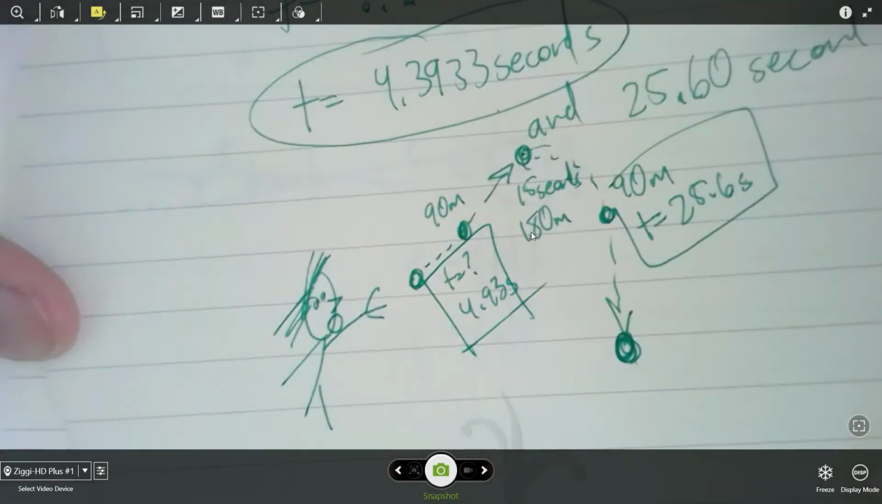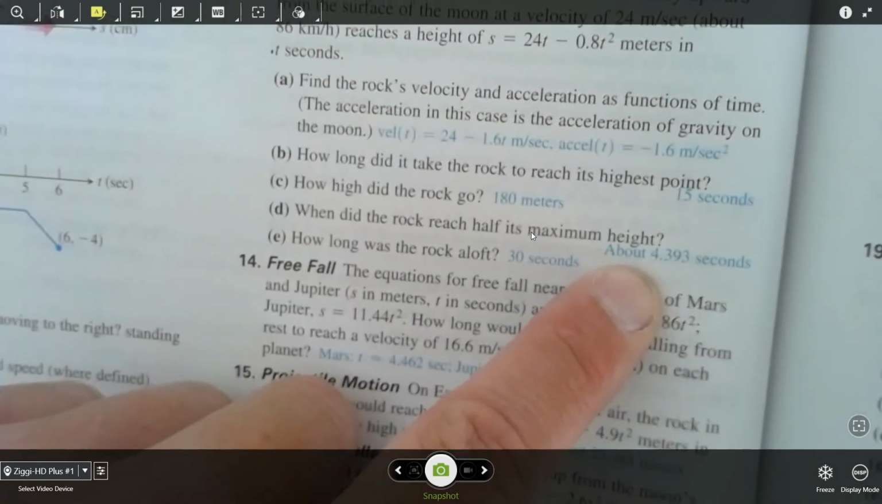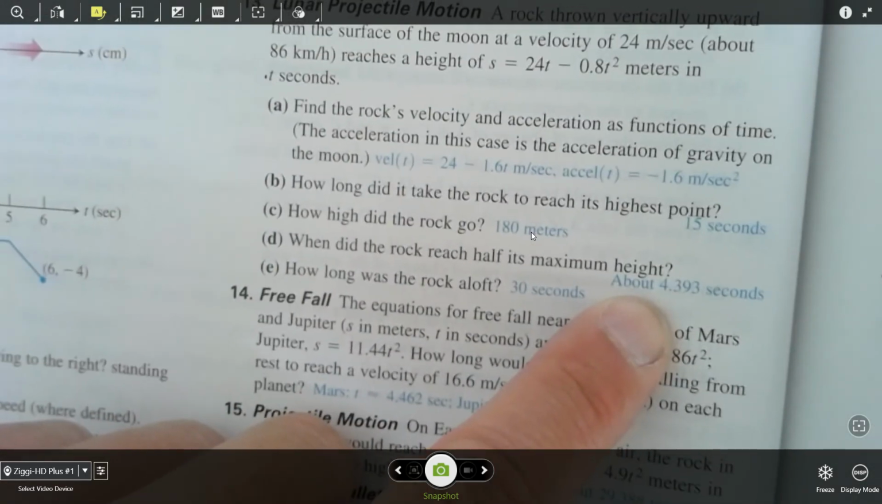I think your book says it only prefers one of the answers. Okay, so that's why it only has one.